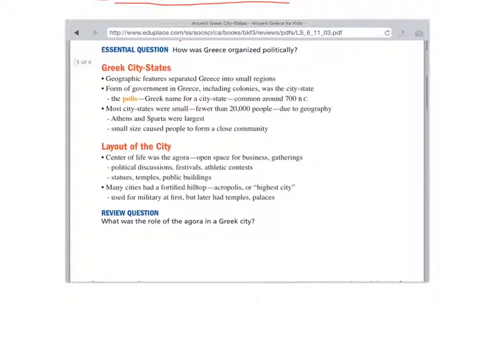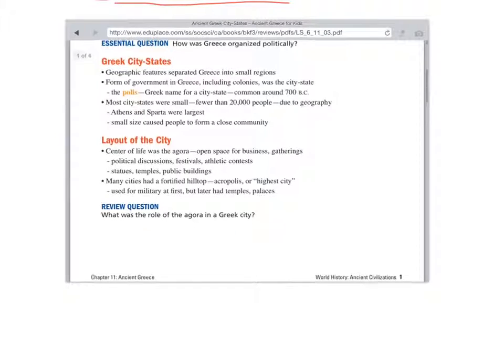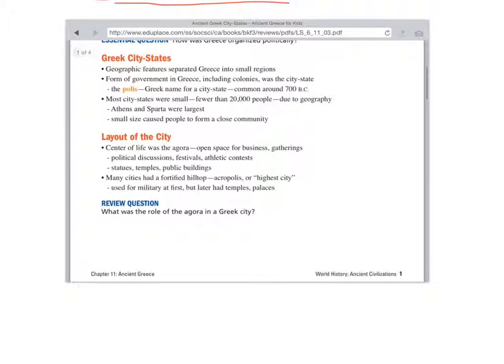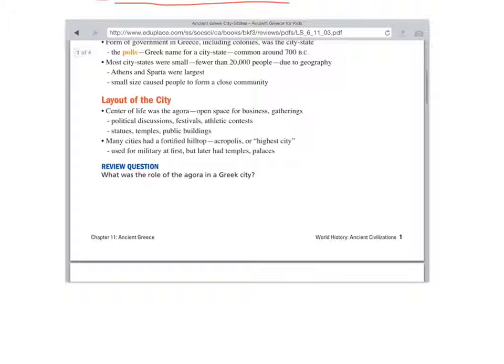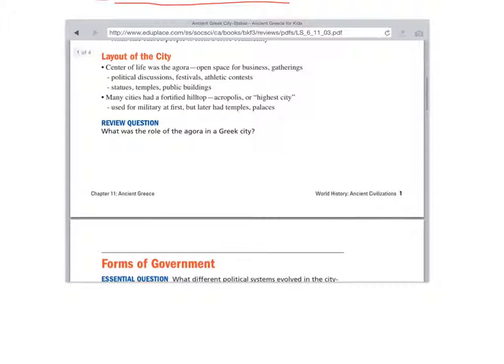The form of government in Greece included colonies. The state was called the polis, which is the Greek name for the city-state. They were all usually small, fewer than 20,000 people. Athens and Sparta are some of the big ones you may have already heard about.